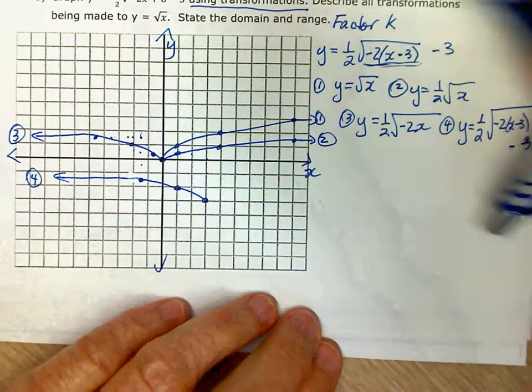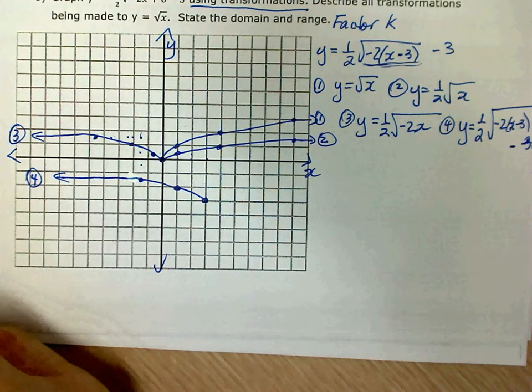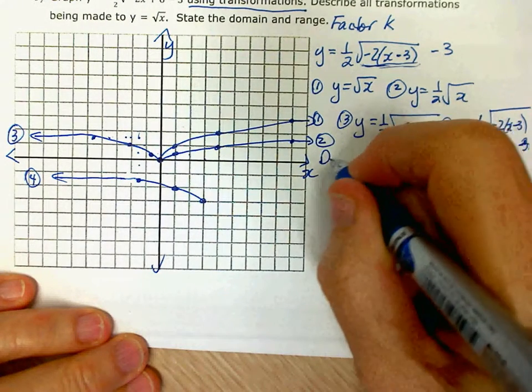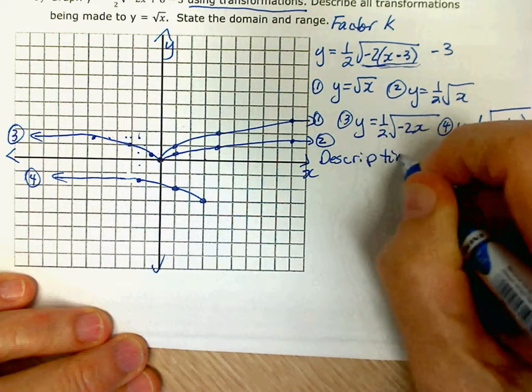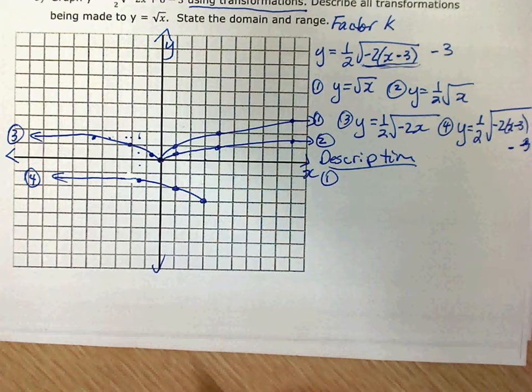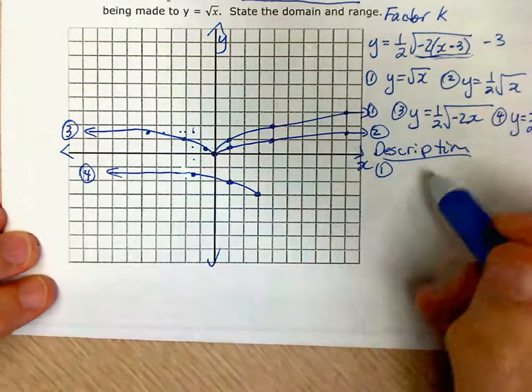Okay, can we describe them now? Here, let's do the description. Number 1. Okay, we'll do domain and range. We'll do that after the description.